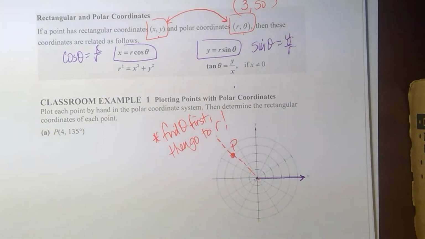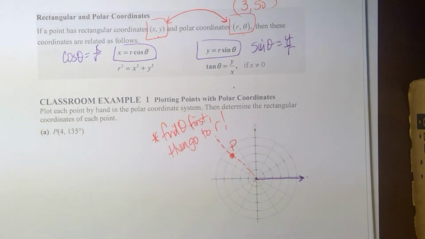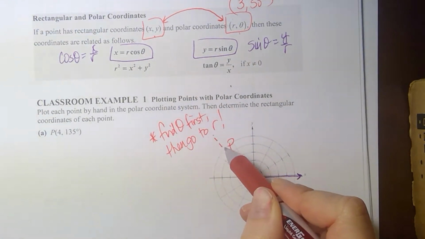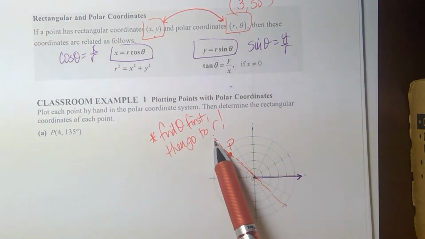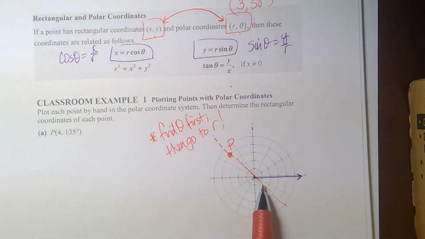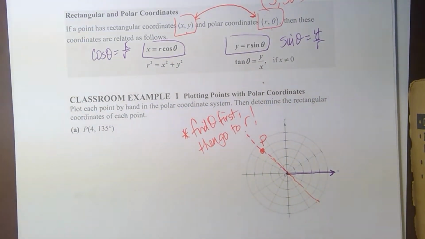If, however, I was given negative 4, 135, because I find theta first, I would still find this as 135 degrees, but negative 4 would have me move in the opposite direction. So I would think about extending that line, that polar axis, all the way across, so that this is 135. If I would go to positive 4 here, if I went to negative 4, it would be 1, 2, 3, 4 back here. That's why we always find theta first.